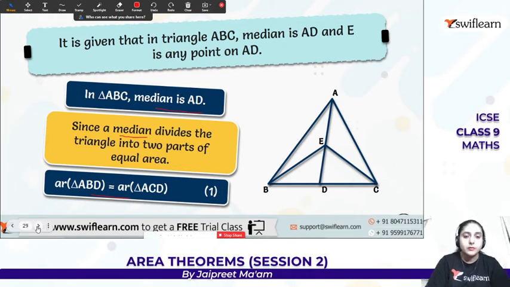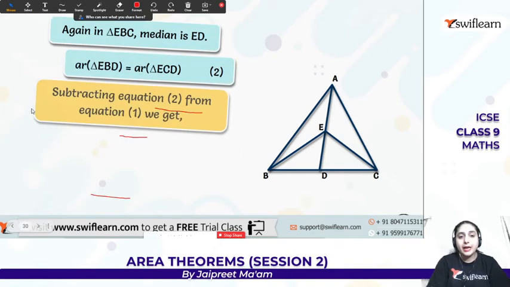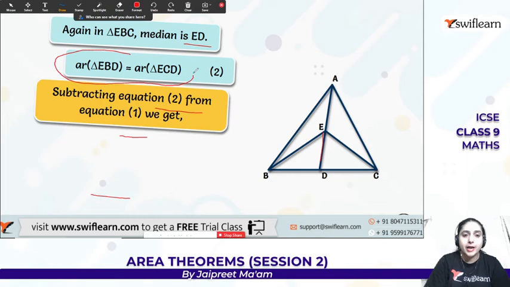Okay, let's proceed further. Again in triangle ABC, AD is the median. So BE is the median of triangle ABD, because if AD is the median, then half of it will also be a median. That means the area of triangle ABE is equal to the area of this triangle. When we subtract equation second from equation first, we will get this part.